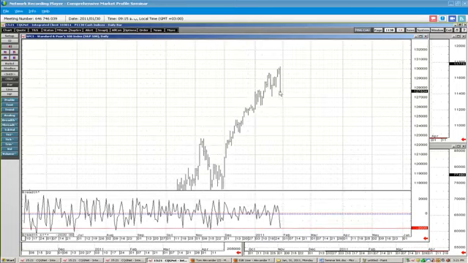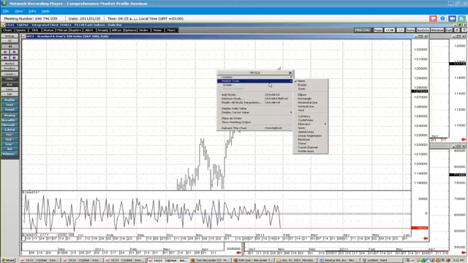Now because of this wide range day we had on Friday, we've taken out the lows of a bunch of days, and now we're into the next high volume node, the next area of balance. And we want to see what happens in here.